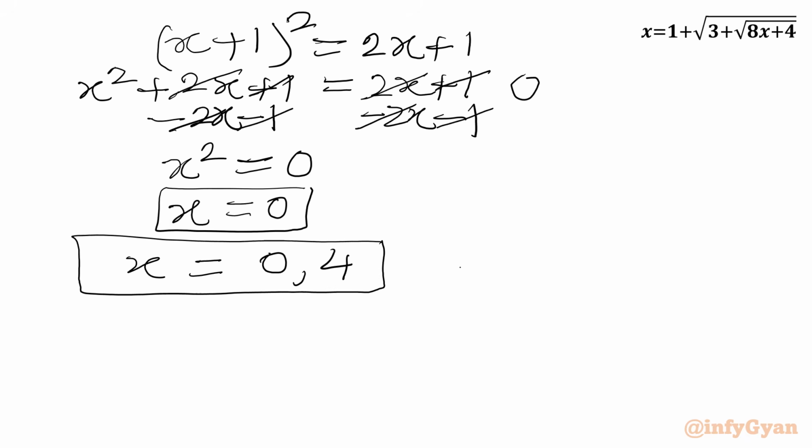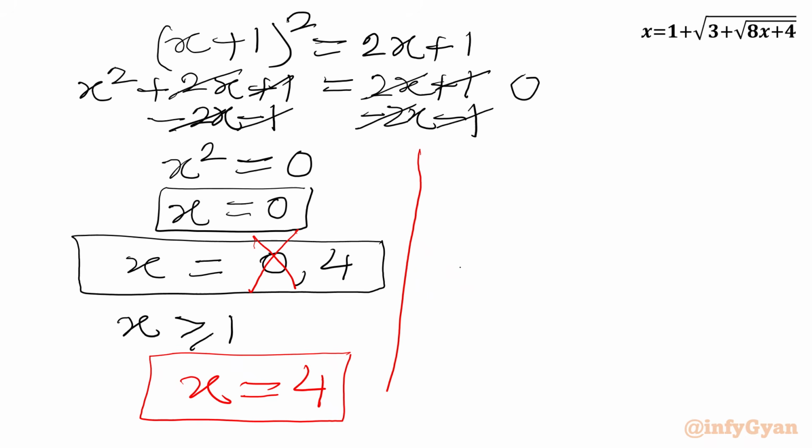Now we have a condition on x. Our x should be greater than or equal to 1. So on this ground, I will cancel x equal to 0. So we have the only real solution, x equal to 4.